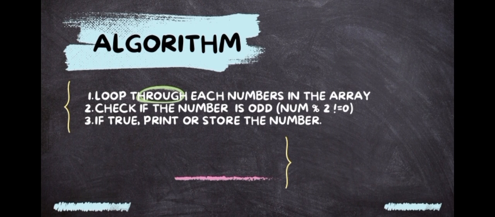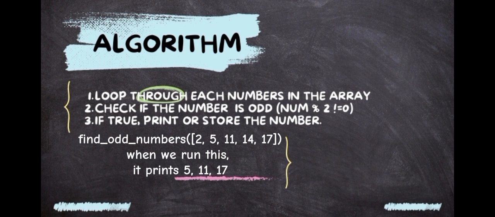To find all odd numbers in an array, we follow these steps. First, start at the first element of the array. Next, check if the number is odd using num % 2 != 0. If it is, print or store it. Move to the next number and repeat until the end of the array. The example is to find odd numbers in 2, 5, 8, 11, 14, 17. If we run this, it prints 5, 11, and 17.